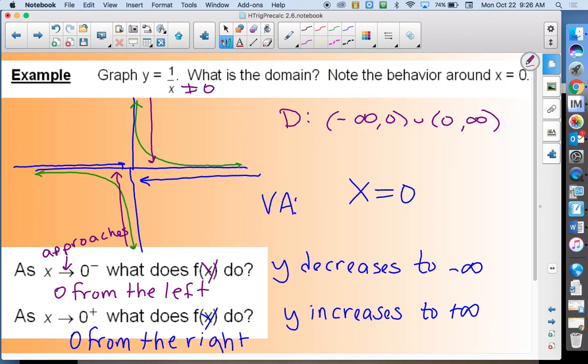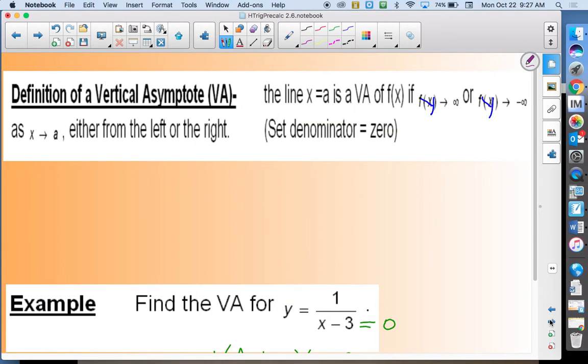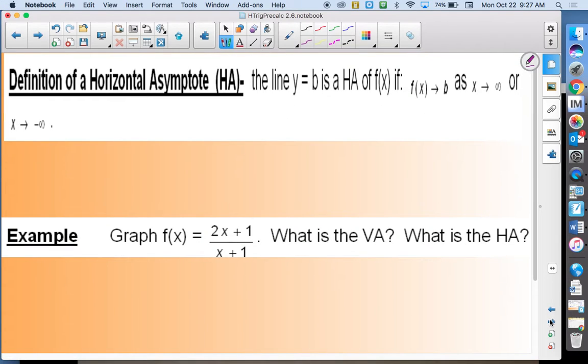Can a graph ever pass a vertical asymptote? Can it cross over or touch a vertical asymptote? No. So a graph never crosses a vertical asymptote, because that's where it's undefined. That's the number it cannot be. But a graph can cross over a horizontal asymptote.